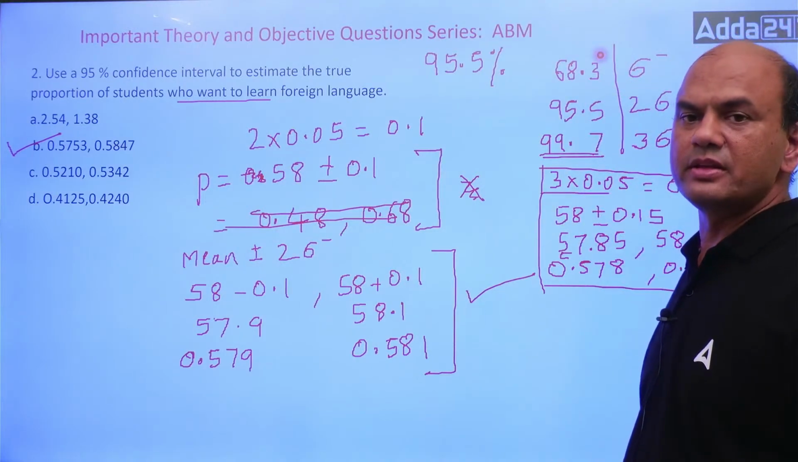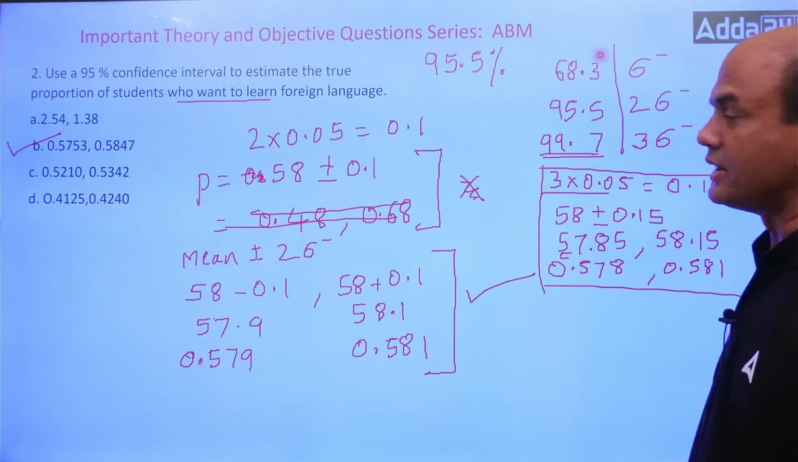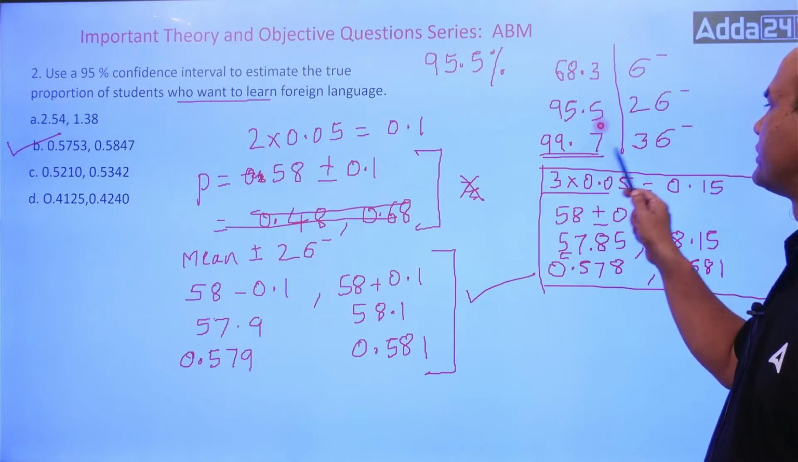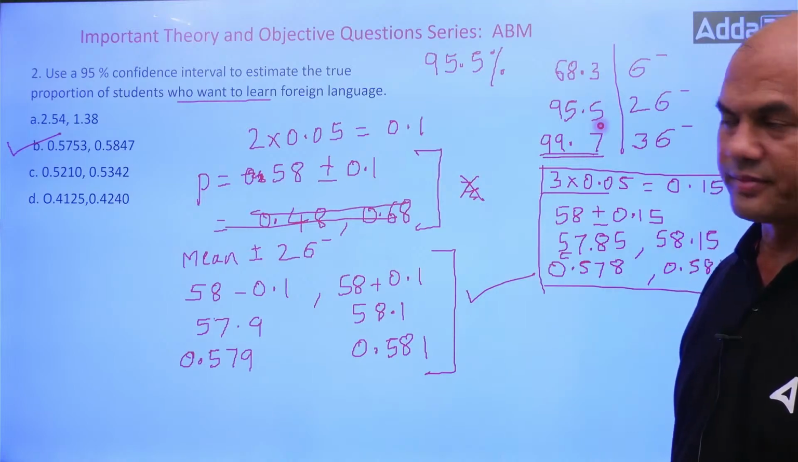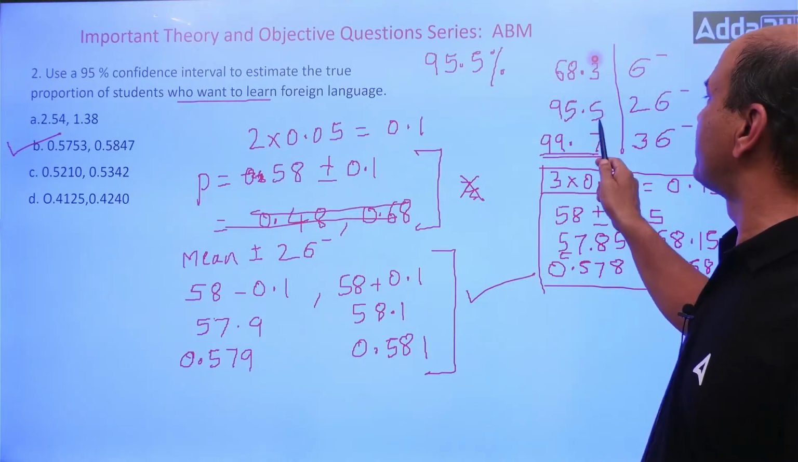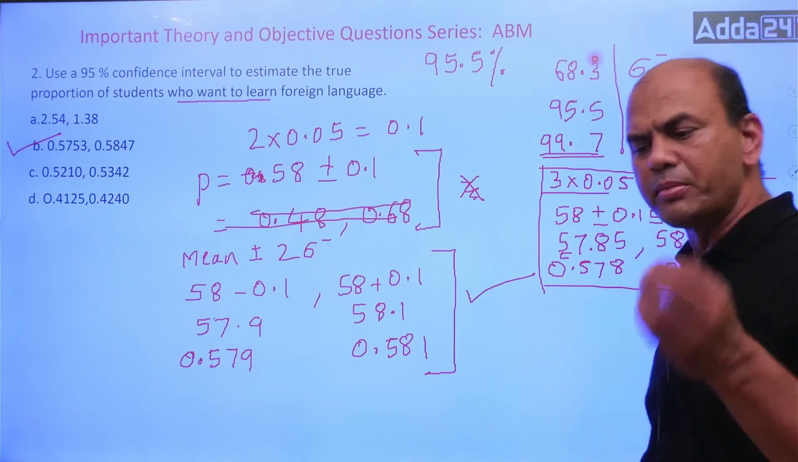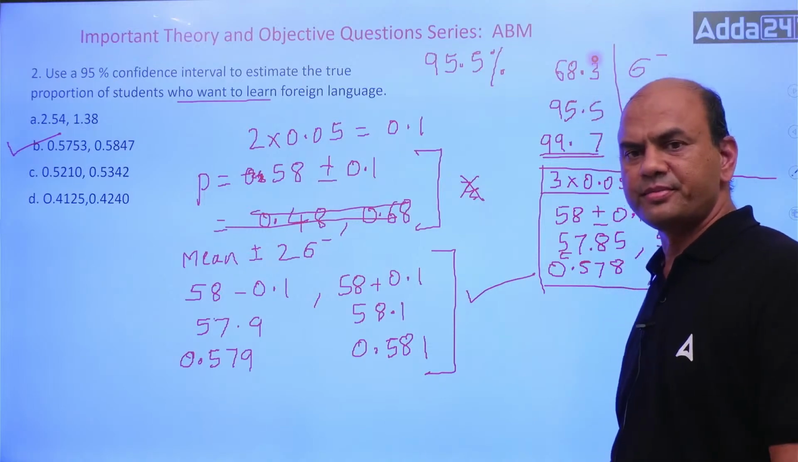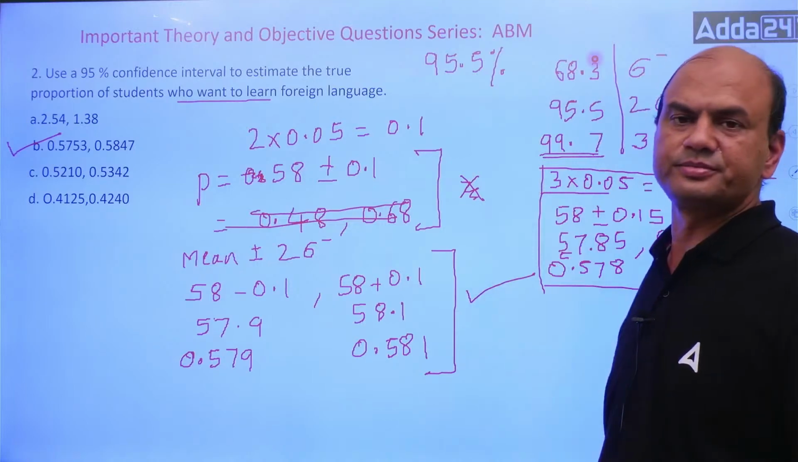At 95.5% confidence level, you have 2 standard error. At 99.7% confidence, you have 3 standard error. Getting this? 68.3, 1 standard error. 95.5, 2 standard error. 99.7, 3 standard error. Learn this by heart. This will be very helpful to you in your exams.